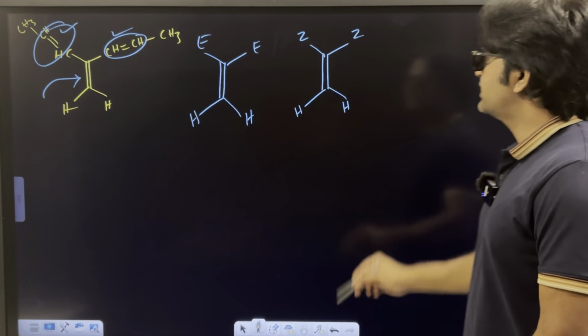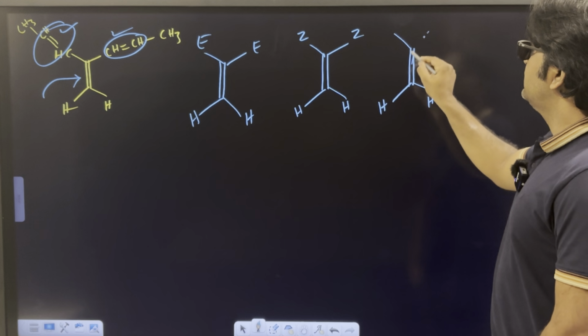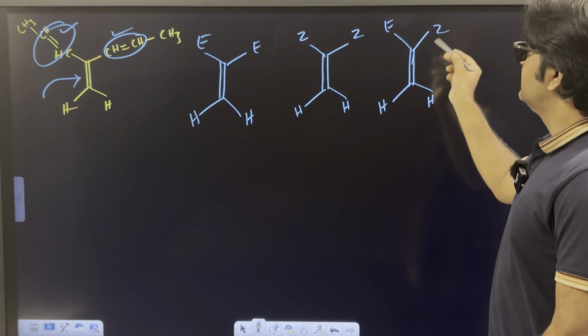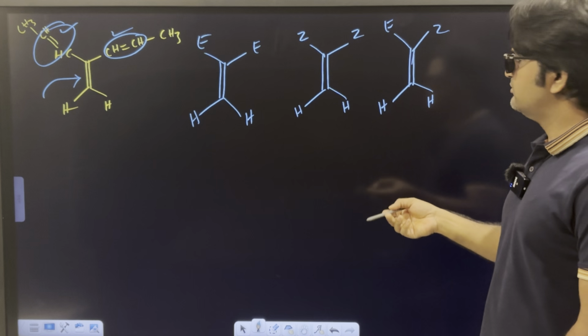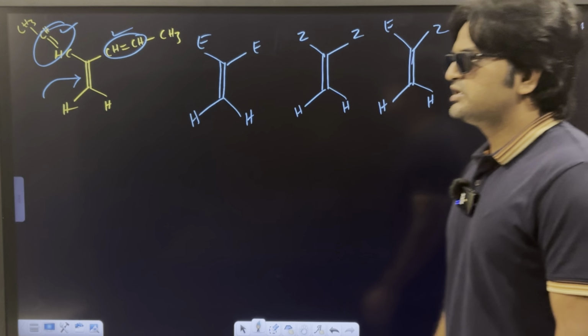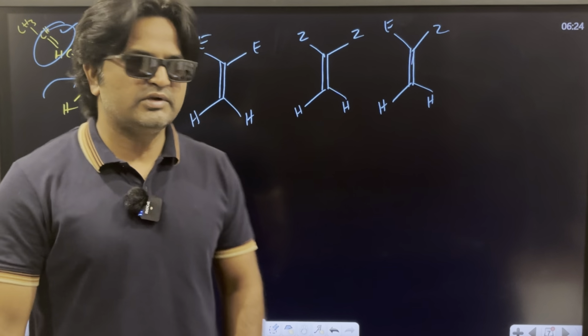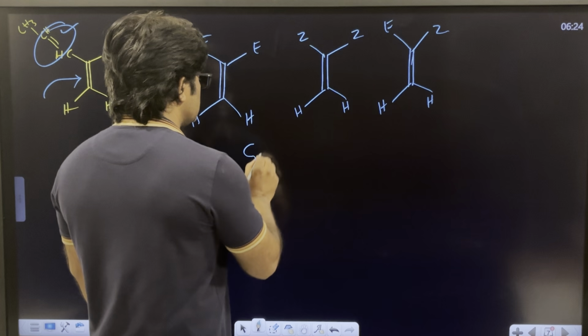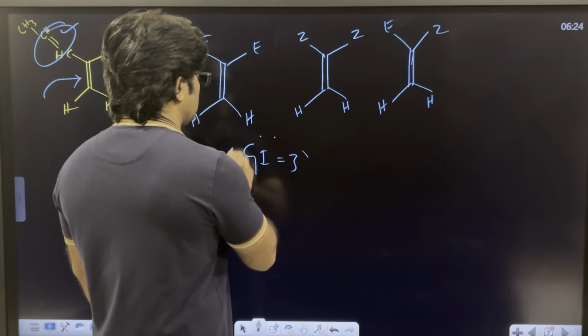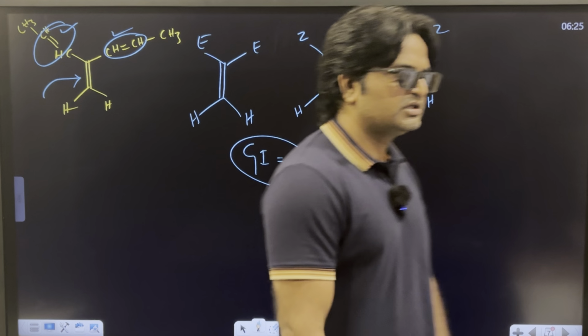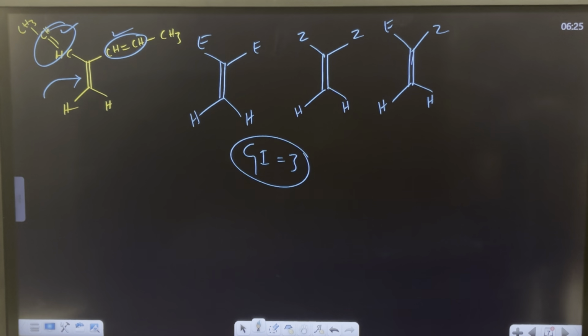Okay, next one, hydrogen and hydrogen. Here you can write E and Z. EZ or ZE, both are the same. Why? Because here identical atoms are given. Two hydrogen atoms are given. So totally we have how many geometrical isomers? 3. Very important question. Total number of geometrical isomers equals 3.